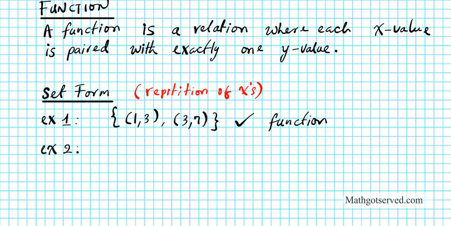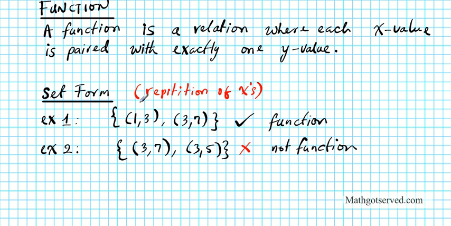Let's take a look at another example. What if we had the set of ordered pairs (3, 7), (3, 5)? Now, in example 2, is this relation a function or not? You notice that the x's are repeated here. Guess what that means? This is not a function. Okay? So that's the trick for ordered pairs.